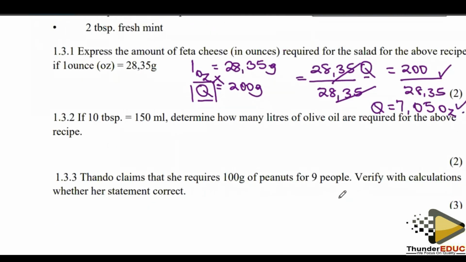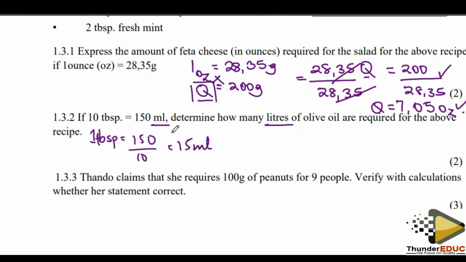Okay, if you look at 1.3.2, if 10 tablespoons equal 150 mL, determine how many liters of olive oil are required for the above recipe. Now I wonder why they're asking for liters. Anyway, these are the liters, these are milliliters. You see, 10 spoons, so simply meaning one tablespoon will equal 150 divided by 10, which is 15 mL.